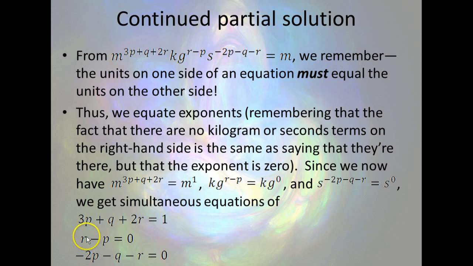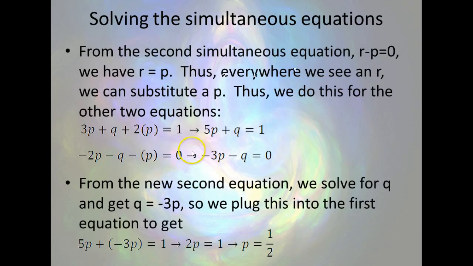So we're going to realize that r is equal to p here. So in the next step, everywhere we see an r in the remaining equations, we're going to plug in a p because that's what r is equal to. So here we go. There used to be an r here. Now we've plugged in a p. There used to be an r here also. We've plugged in a p. And after rearranging these and combining like terms, we now have a set of two simultaneous equations with two unknowns. 5p plus q equals 1, negative 3p minus q equals 0.